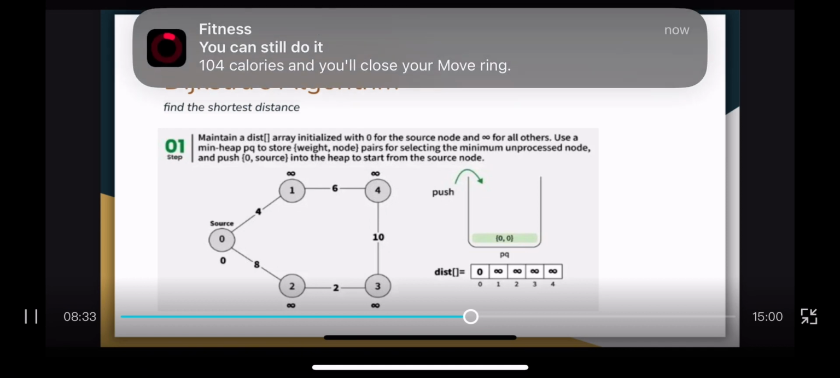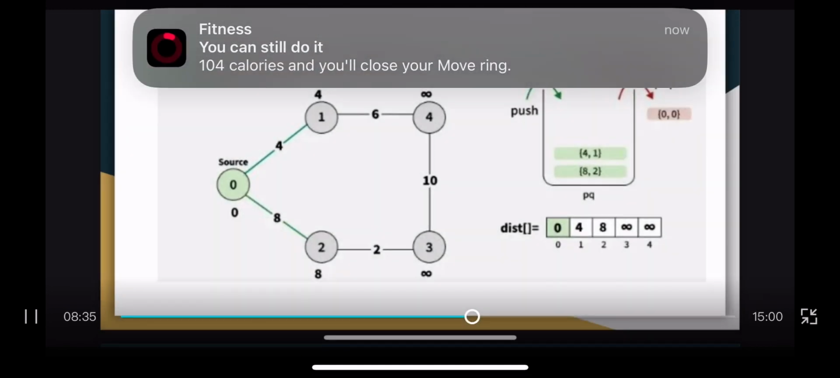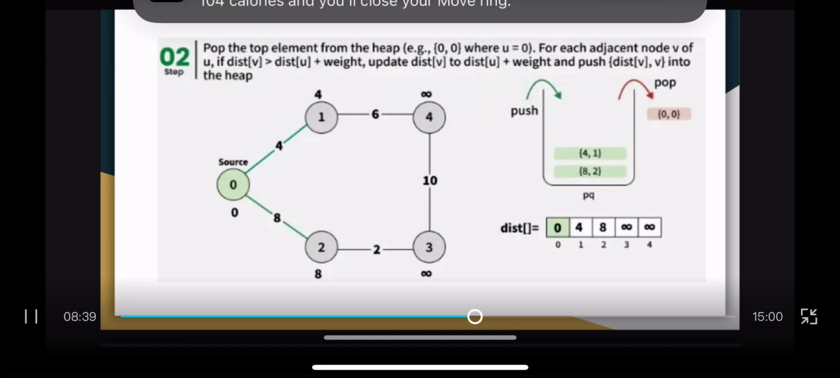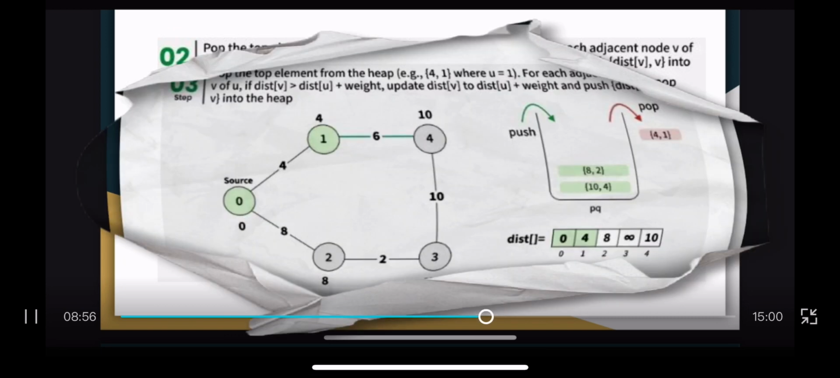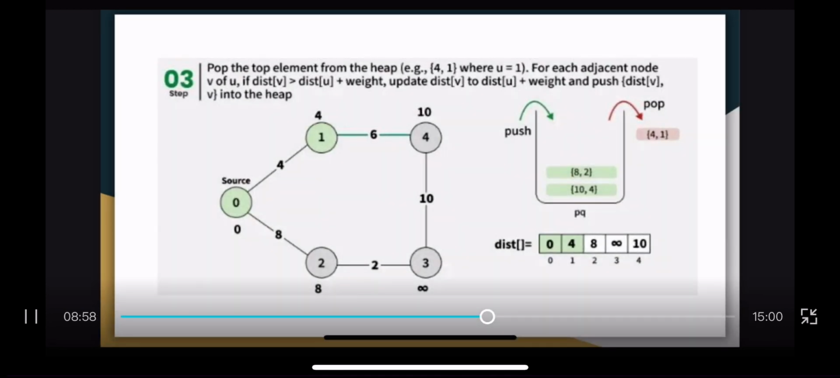Second, we pop the top element from the heap, for example (0, 0), where u is equal to 0. And then for each adjacent node v of u, if dist[v] is greater than dist[u] plus the weight, then we update dist[v] to dist[u] plus the weight, and push dist[v] and v into the heap again.